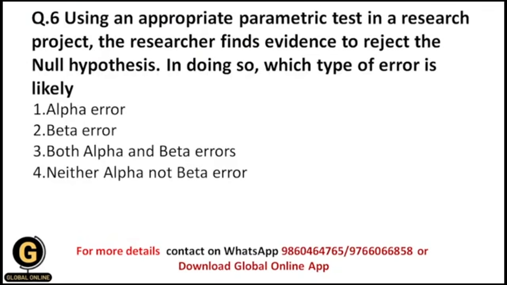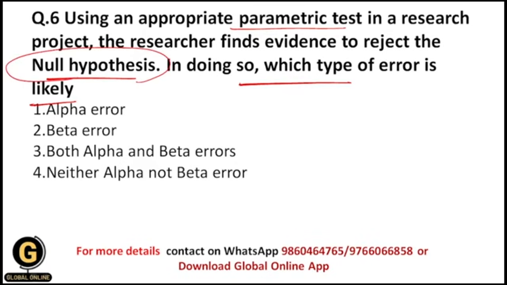Okay, using an appropriate parametric test in a research project, the researcher finds evidence to reject the null hypothesis. In doing so, which type of error is likely? So basically, a researcher did a particular parametric test in a research project, and after doing the parametric test, he finds the evidence that he needs to reject the null hypothesis.